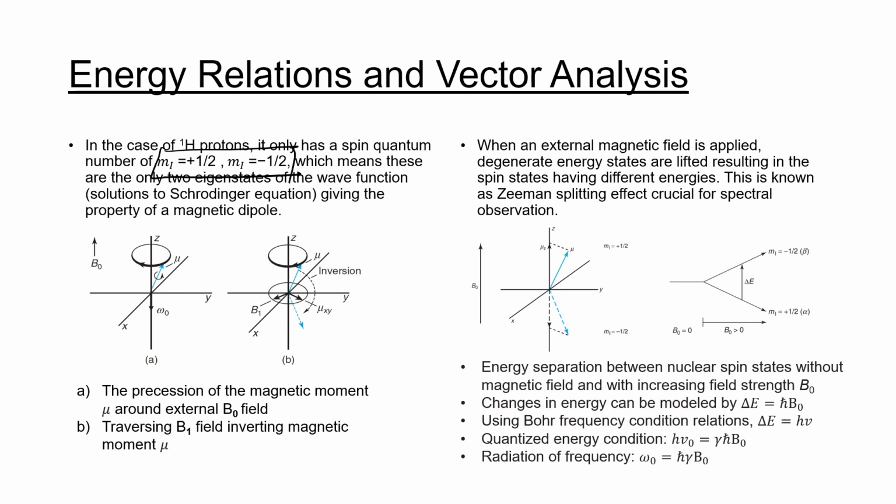This is known as Zeeman splitting, where we're splitting the two energy states, and the energy is given by delta E equals the negative magnetic moment vector dotted with the magnetic field vector. The vector dot product returns a scalar, which makes sense for our energy term. This is the Zeeman splitting effect, where we can see the spectral observation, where we can detect changes in energy based on these spin states.